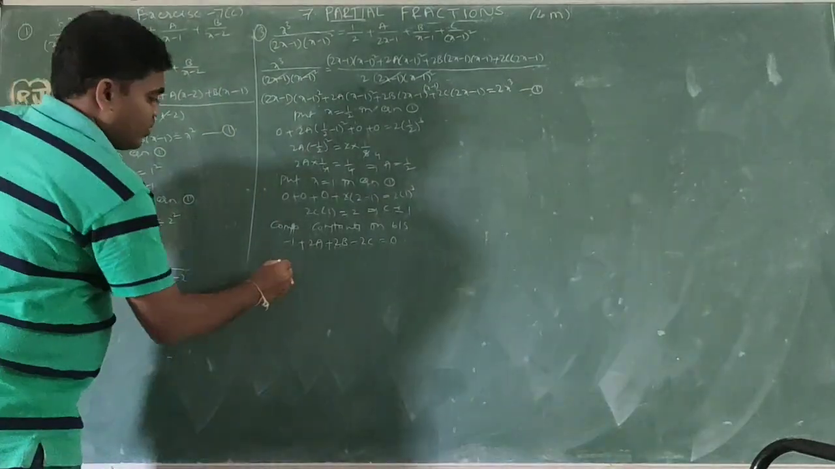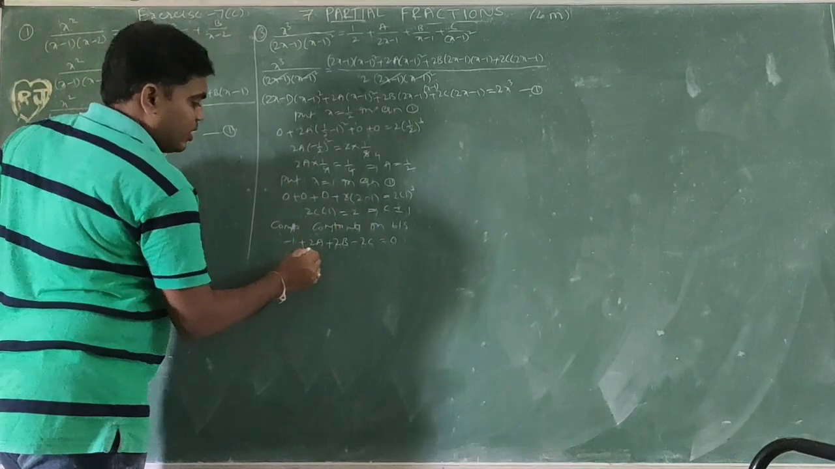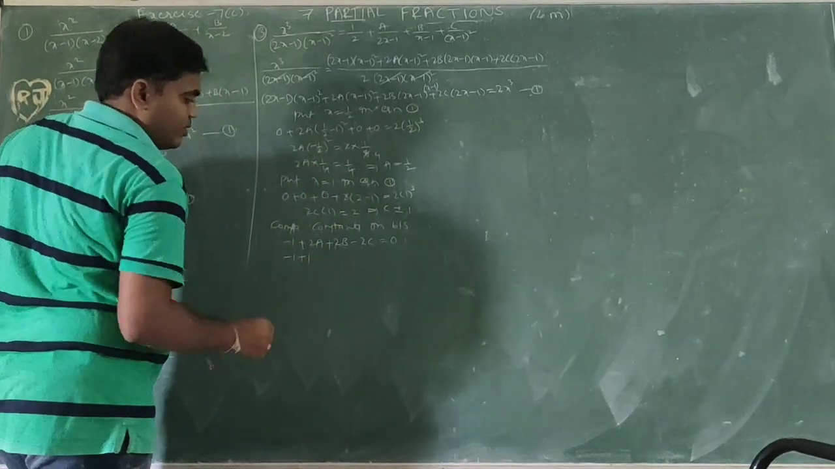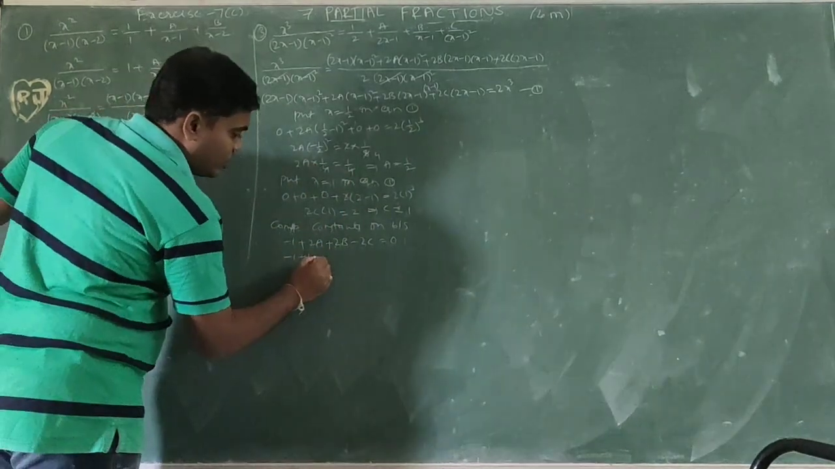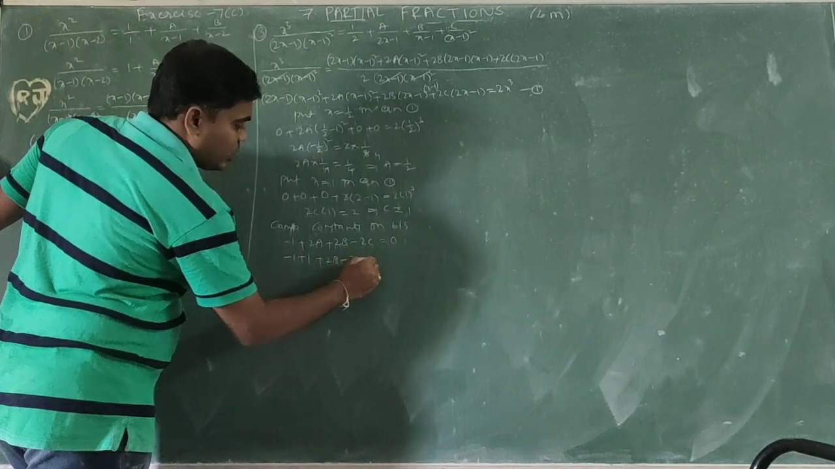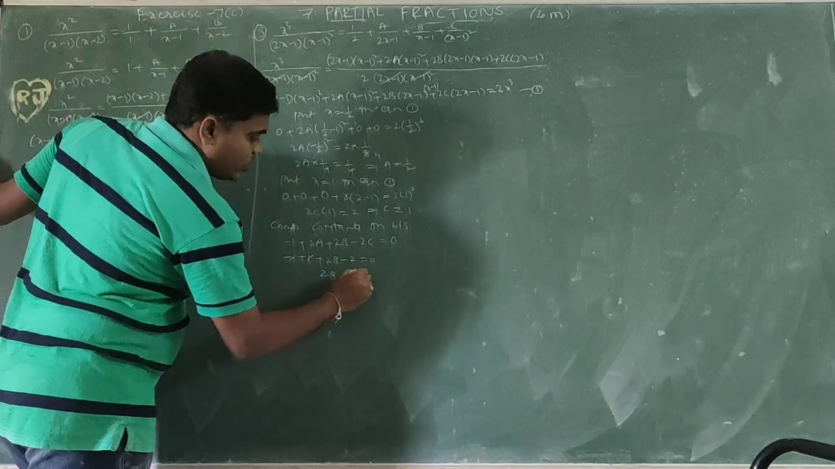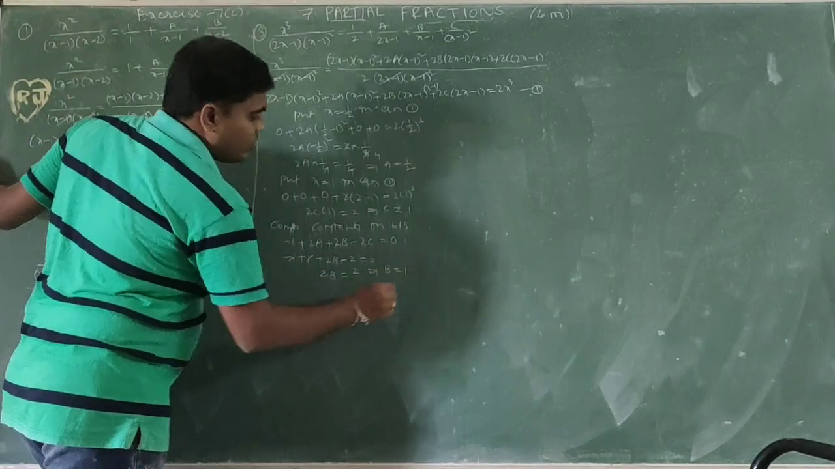So minus 1. A value 1 by 2. 2a value 1, so this plus 1. 2b we don't know. Minus 2 into c, 2 equal to 0. 1 1 cancel, 2b minus 2 equal to 0. 2b equal to 2, b equal to 1.